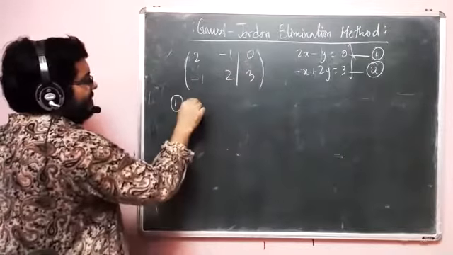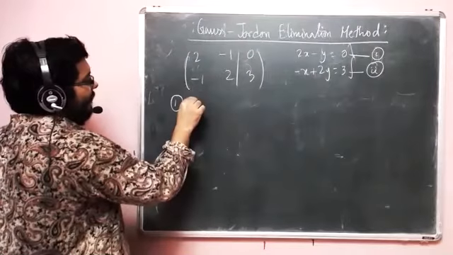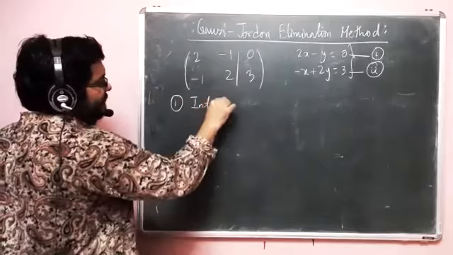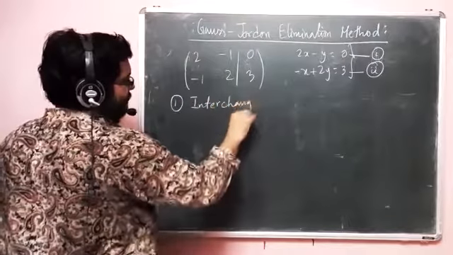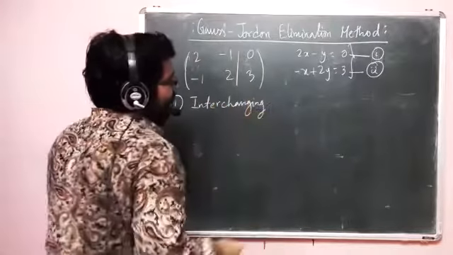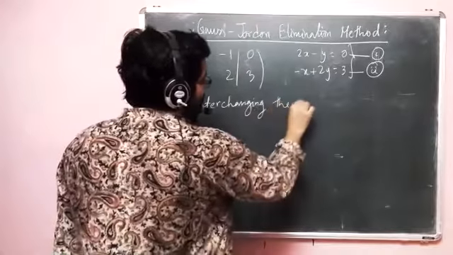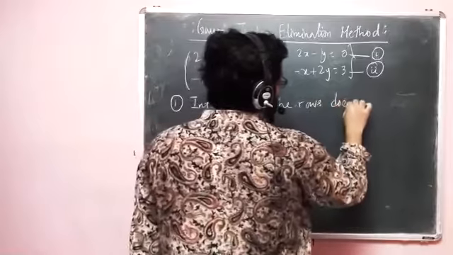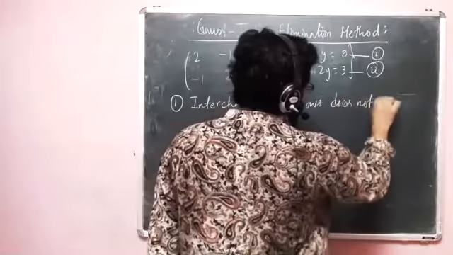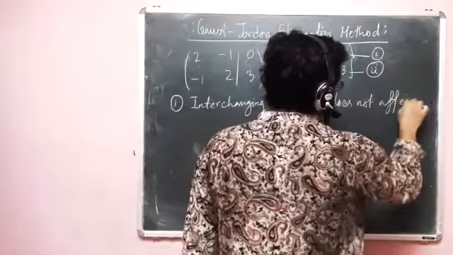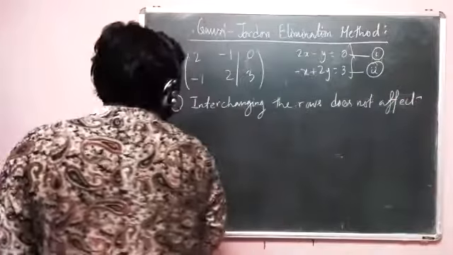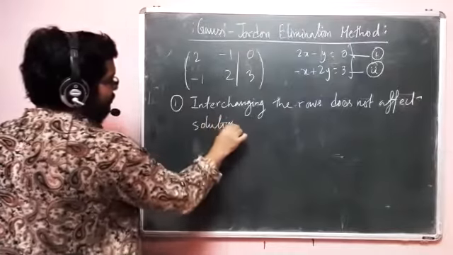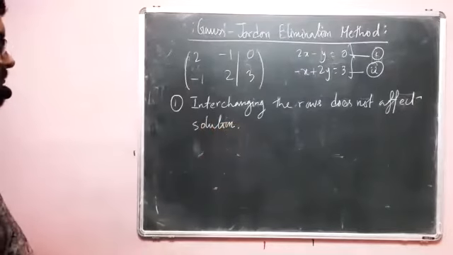So what you can write is that interchanging the rows does not affect the solution.